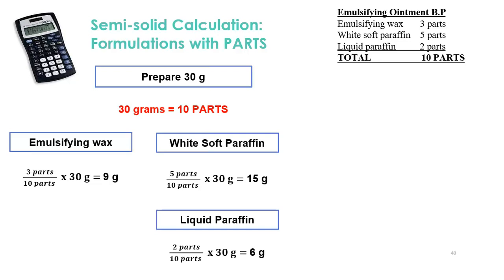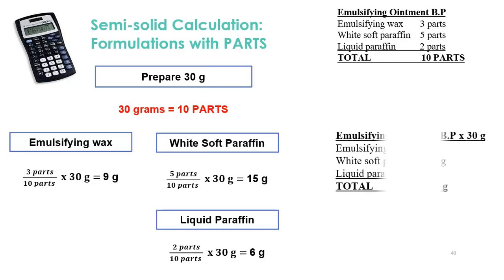The liquid paraffin is 2 parts of that. So 2 over 10 times 30 gives you 6 grams. So my new formula to make 30 grams of this ointment will be 9 grams of the wax, 15 grams, which is half of the recipe, for the white soft paraffin, and the liquid paraffin would be 6 grams.